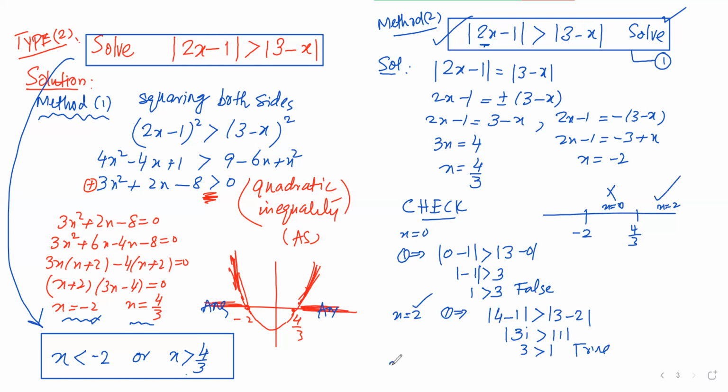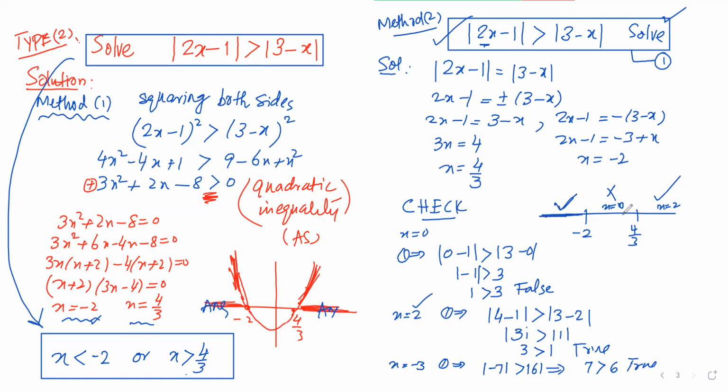Choose a number from the extreme left. It can be x is equal to minus 3. You verify this in 1. So this procedure is very simple. If you put in 1, minus 6 minus 1, so this would be minus 7 modulus is greater than 3 minus minus 3, minus minus is plus, so this is 6. This implies 7 is greater than 6. Obviously, this is true. This is correct. So tick for this.